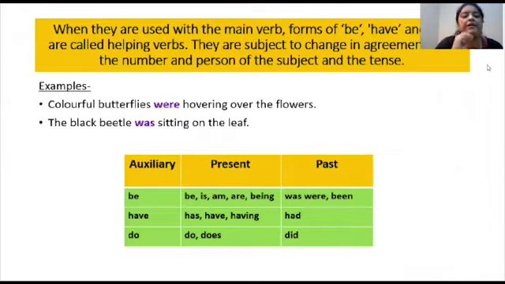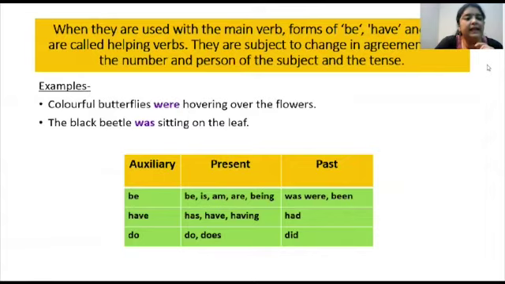For example, colorful butterflies were hovering over the flowers. Now, were here is a primary auxiliary, which is there as a helping word with hovering. Butterflies is a plural subject, so were is also a plural verb. And it also tells us about the tense.